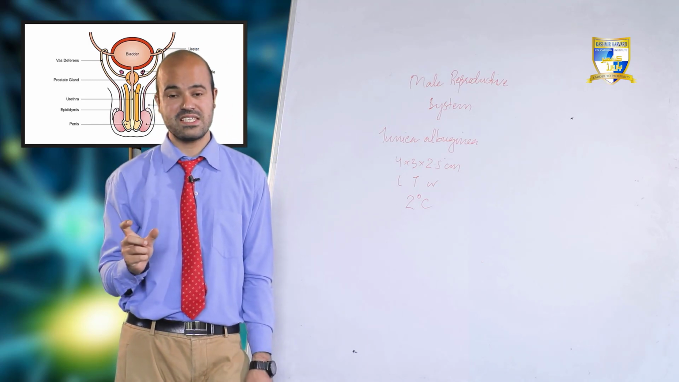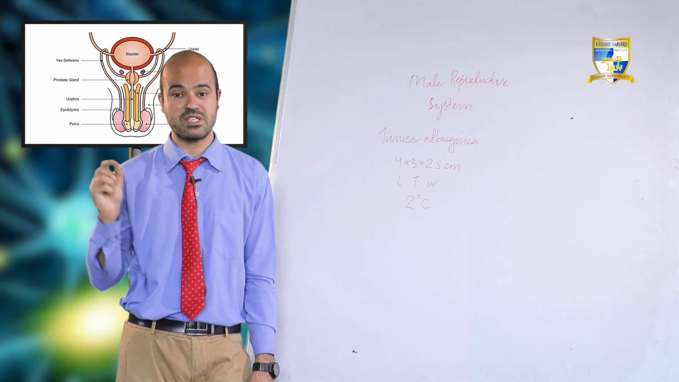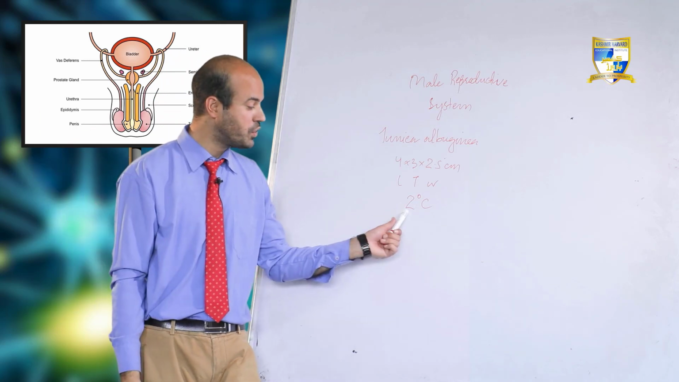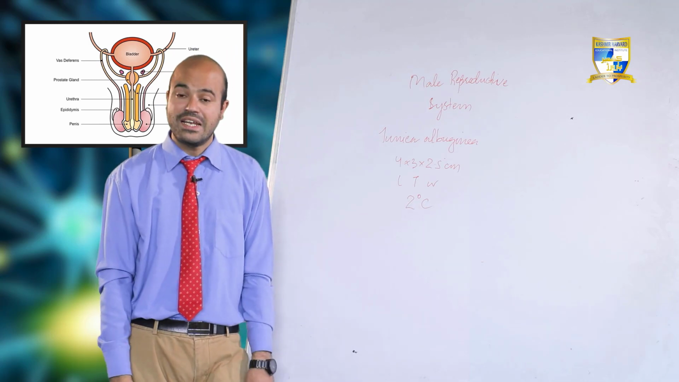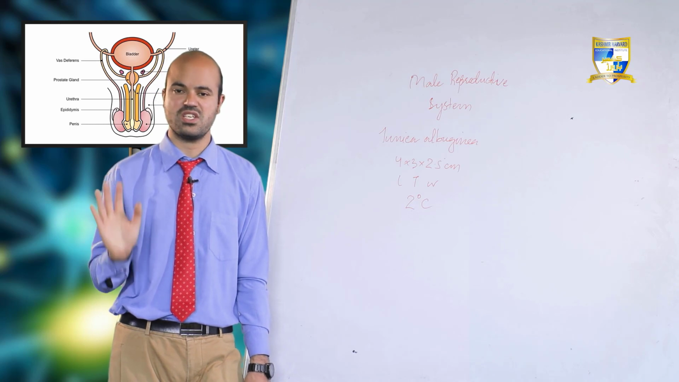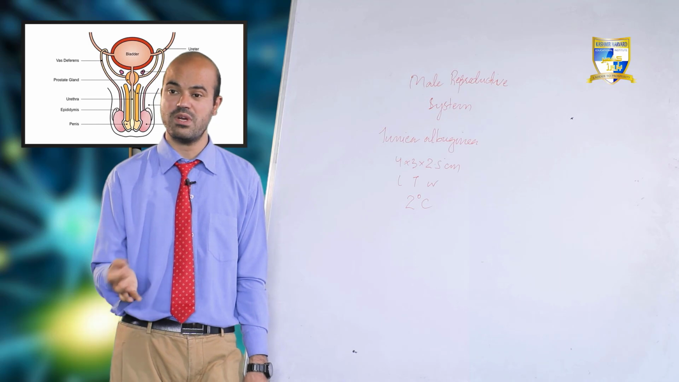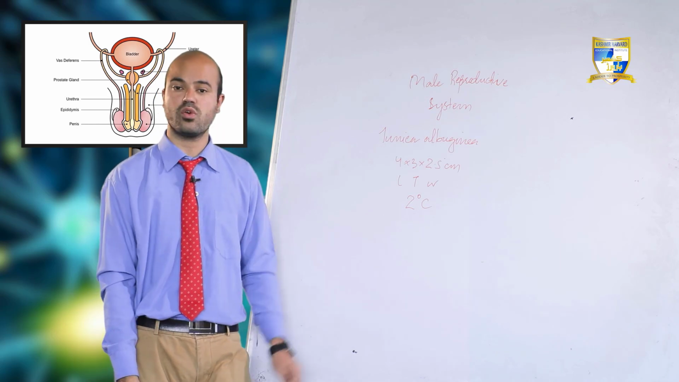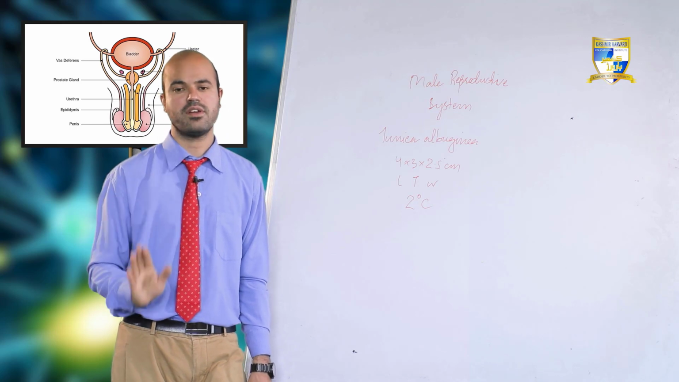The scrotum has a lower temperature than the body temperature by 2 degrees Celsius. Why? Because this lower temperature is necessary for the process of spermatogenesis, for the formation of sperm cells. That is why the scrotum possesses a temperature less by 2 degrees Celsius than the body temperature.